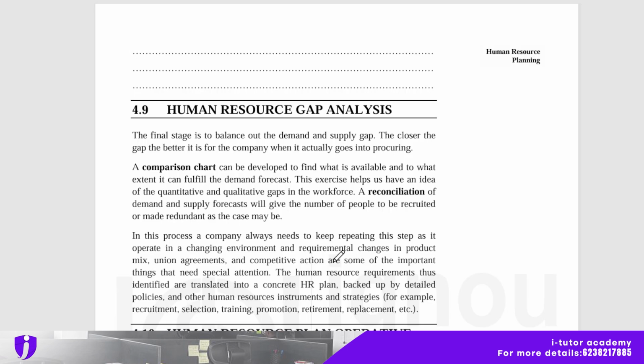In this process, a company always needs to keep repeating this step as it operates in a changing environment, and requirement change in product mix, union agreement, and competitive action are some of the important things that need special attention. The human resource requirements thus identified are translated into a concrete HR plan backed up by detailed policies and other human resources instruments and strategies. For example, recruitment, selection, training, promotion, retirement, replacement, etc.